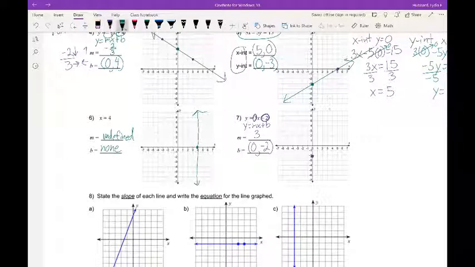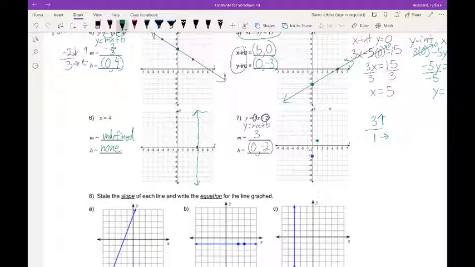So then my slope is 3, which is the same thing as saying 3 over 1. So both of those are positive. So we're going to go in the positive direction for both of those. So that means we're going to go up 3 and to the right 1. Okay. So we can go from this point up 1, 2, 3 and to the right 1.